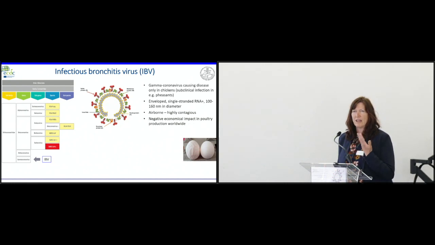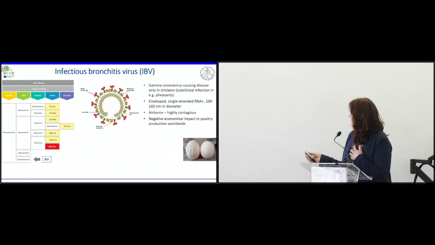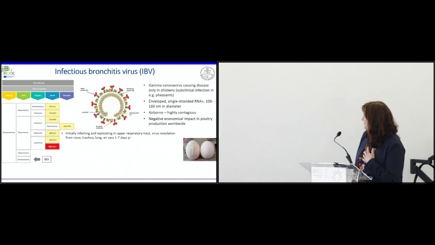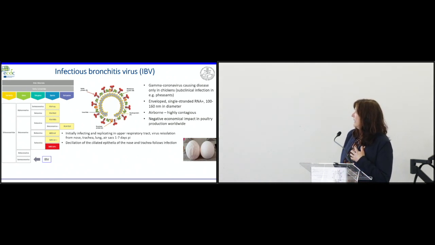What we see is actually quite a mild infection. We do not see a lot of mortality, but we do see predisposition to other viral and bacterial diseases that may cause mortality. And what is particularly noticed in layers is malformation of the eggs and also a decrease in egg production. So it is actually a huge economical problem in the poultry industry. It infects and replicates in the upper respiratory tract, and it deciliates the cilia on the epithelial cells, and it can spread to other parts of the body.